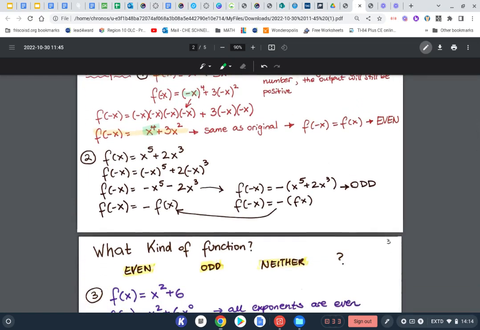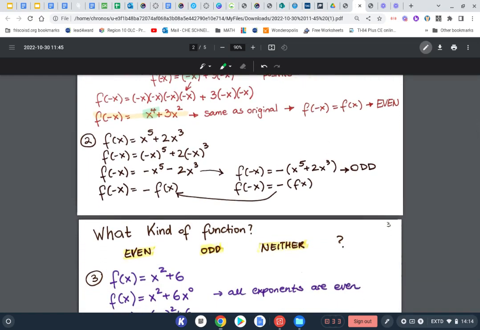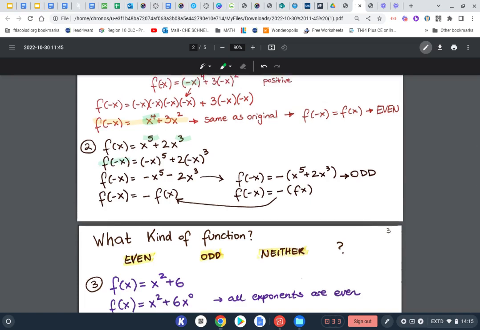So let's look at example number 2. A couple things changed, including my exponents. They don't seem to be even anymore. Let's perform the same experiment. We're going to plug in a negative x and see if we still get the original. So as you plug in your negative x to the power of 5, what happens? That's like negative x times negative x times negative x times negative x times negative x one more time. And when I have an odd exponent, my negative remains negative.